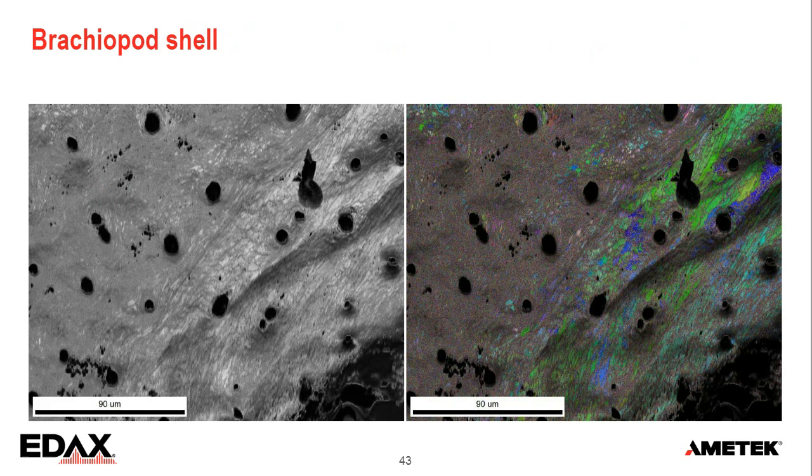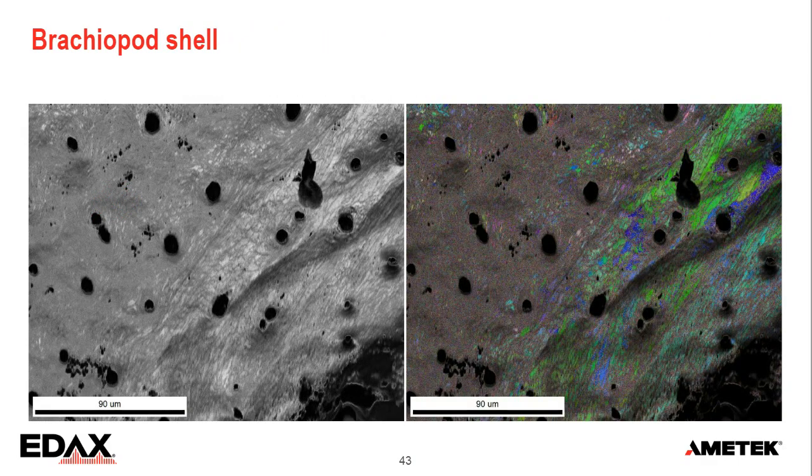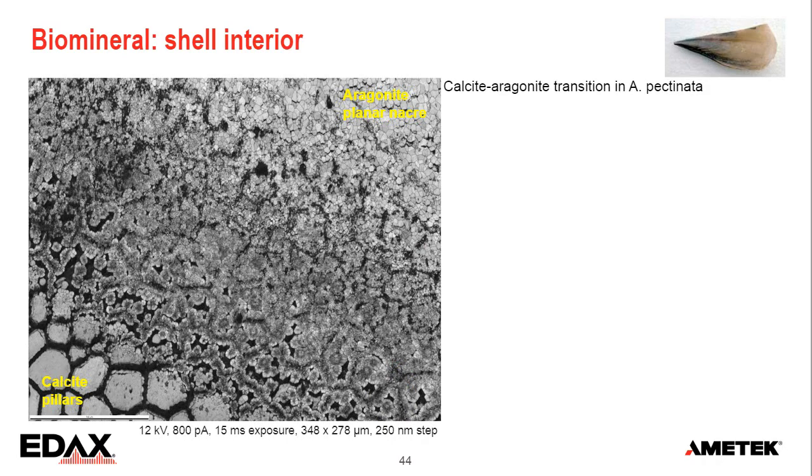So just to illustrate the effect, here we have the original map. And where did that go? There is the result after the NPAR processing. So you can see that the lower right half is almost fully indexed now. We get a beautiful representation of the structure, but also in the top left, you can see the crystals around those black areas. Those are actually organic conduits through the structure, and you can see how the crystals go around that.